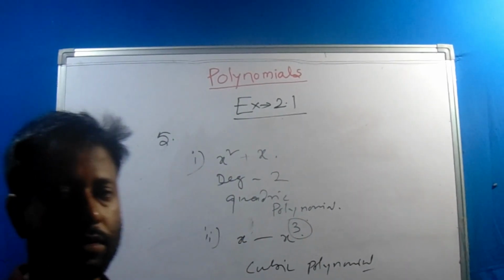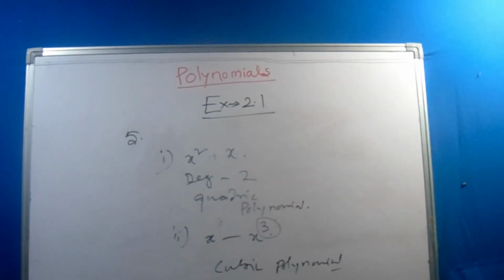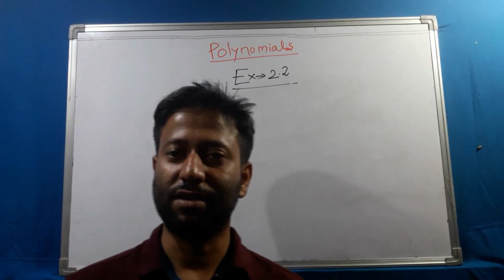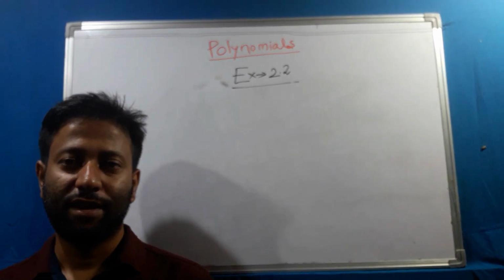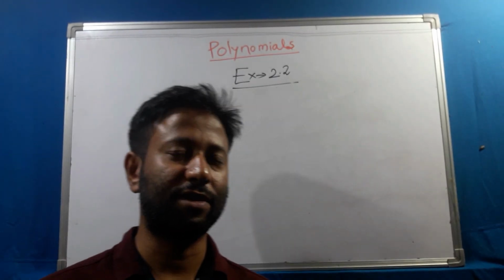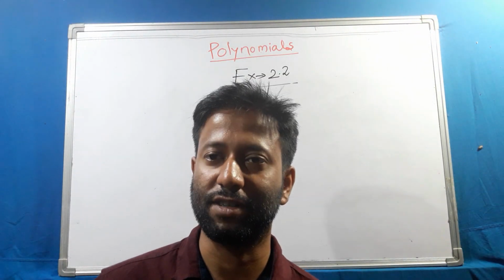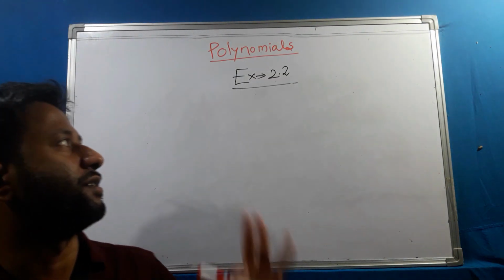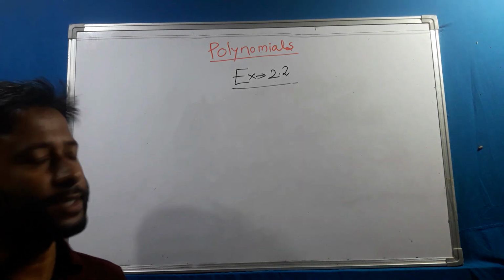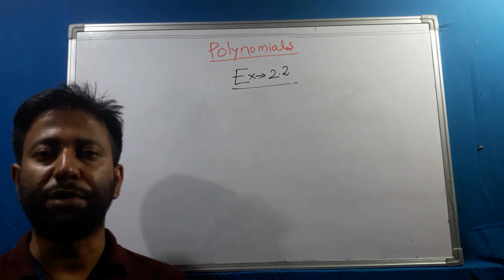We are continuing our lecture on polynomials. So in the previous chapter we already discussed what kinds of polynomials there are, and how to deal with various polynomials. All these things we discussed. Yes. Now we are moving on to exercise 2.2, and this exercise 2.2 deals with how to find out the roots of a polynomial.